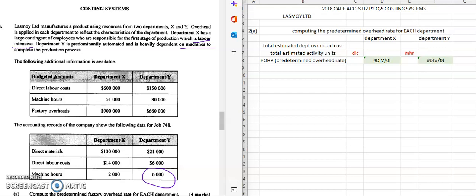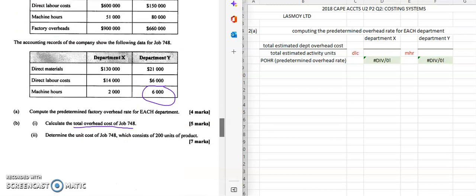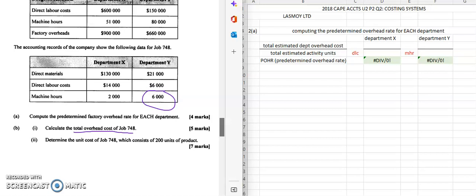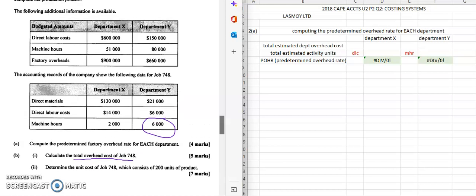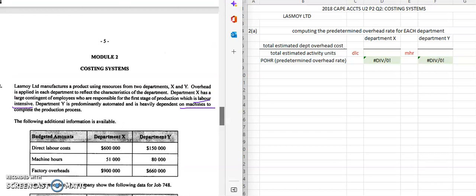Hi again, everyone. Today we're going to do 2018 Cable Accounts Unit 2, Paper 2, Question 2 on Costing Systems, looking at Lassoy Limited. In this question, we are required to calculate the predetermined factory overhead rate for each department, calculate the overhead costs, and determine the cost of the job.